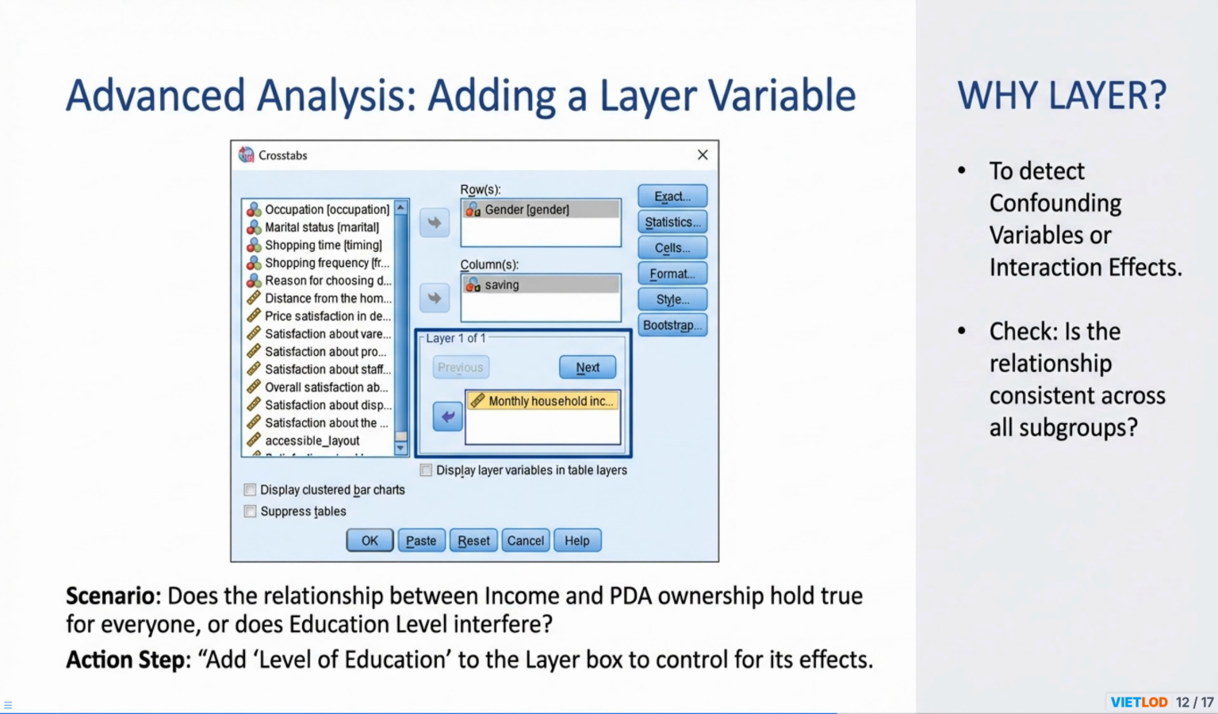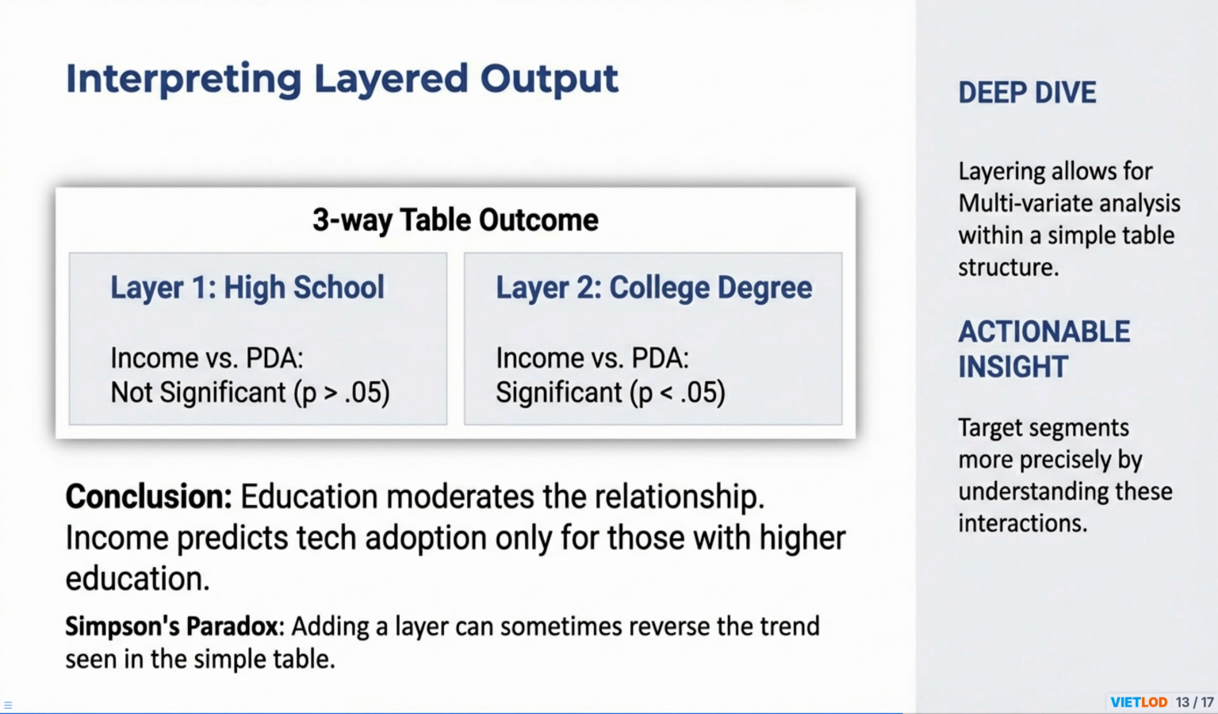By adding a layer, we are essentially asking, is the relationship between income and PDA ownership consistent for people with a high school degree and for people with a college degree? For instance, perhaps the relationship between income and PDA ownership only exists because people with higher incomes also tend to have higher education, and it's actually education that's driving PDA ownership. Layering helps us untangle this.